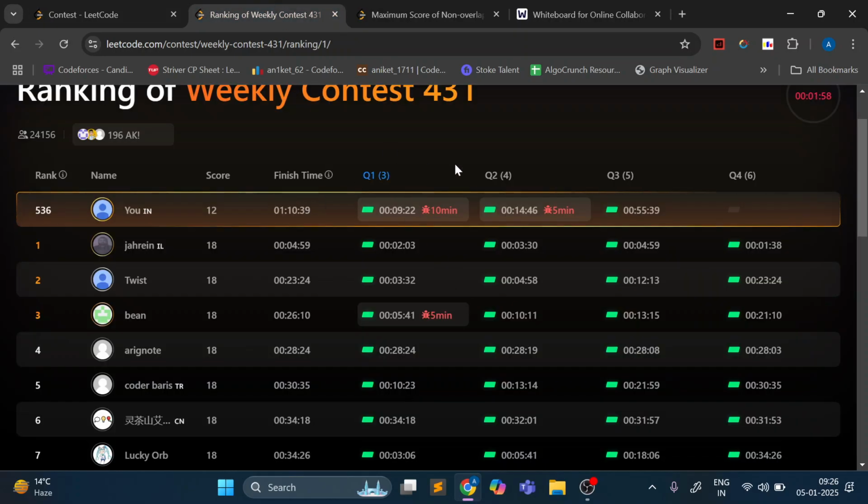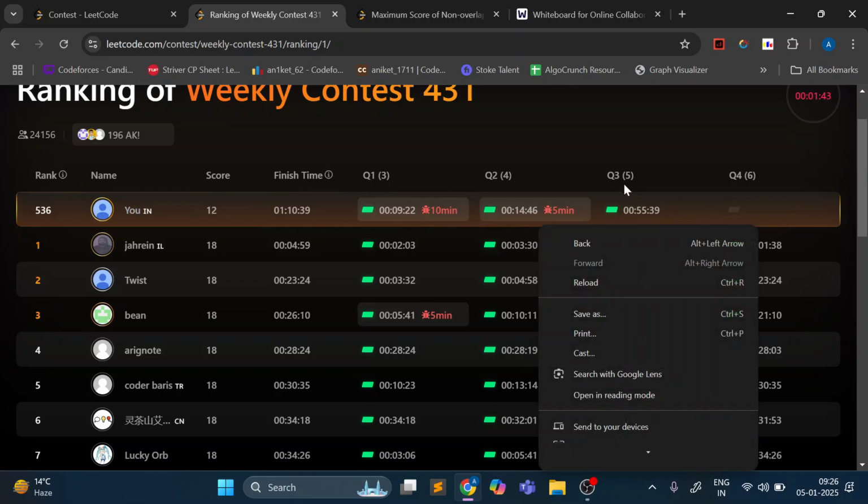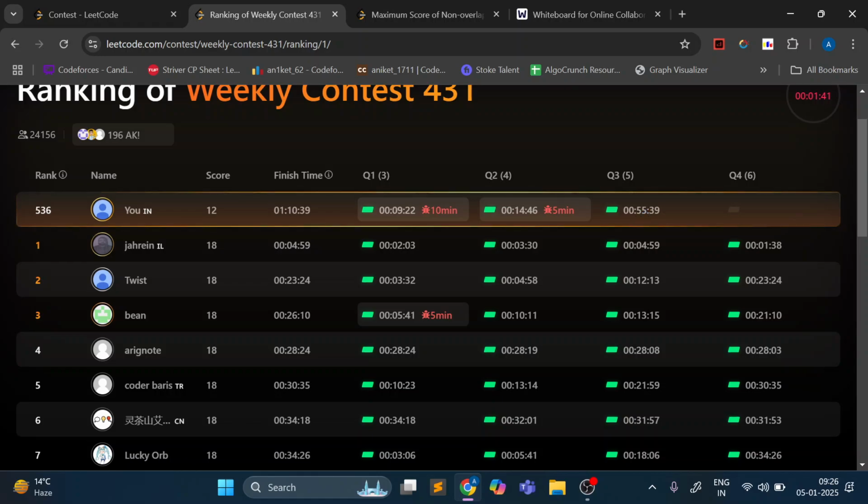I was able to solve the first three problems. First I got two penalties, one in the second, and the third I solved without penalty. My rank is 537 and I finished three problems at 8:55 a.m. Based on this, I have a pretty bad rank, I would say.